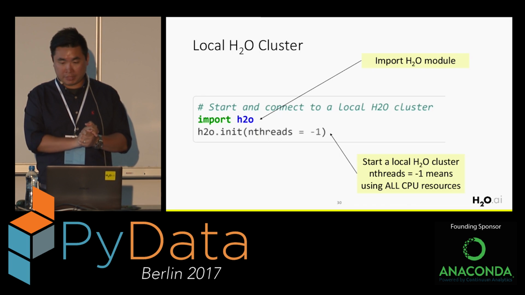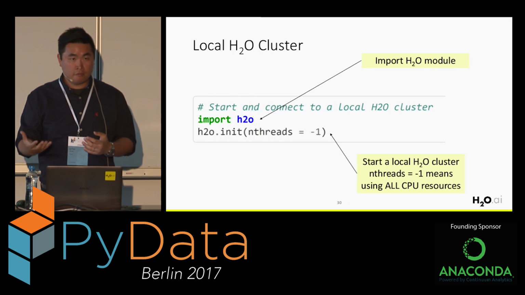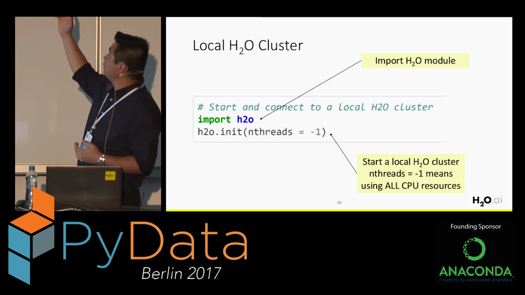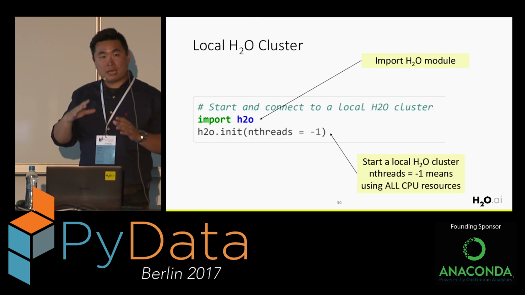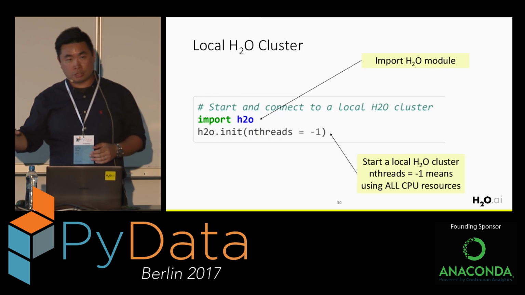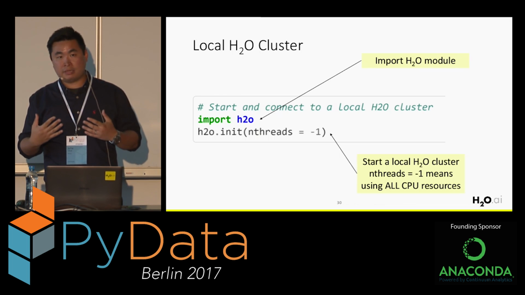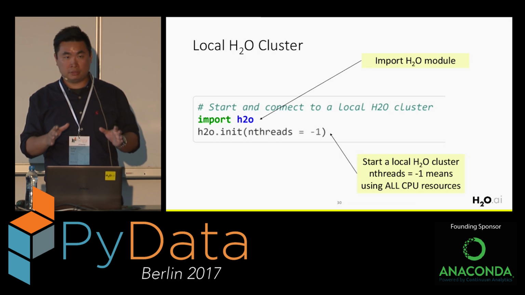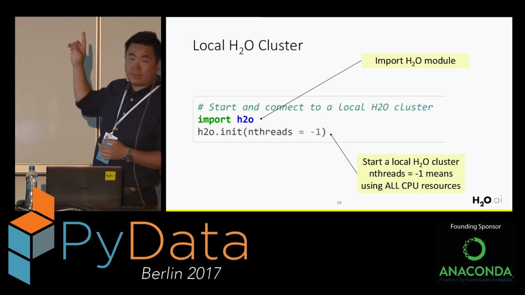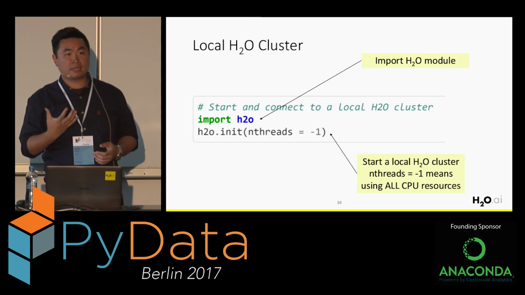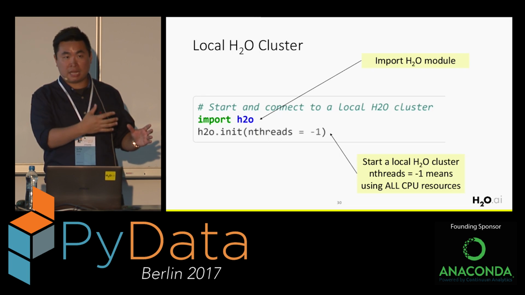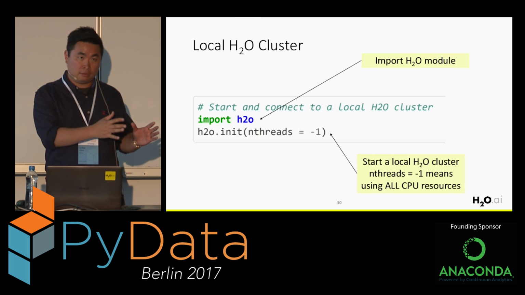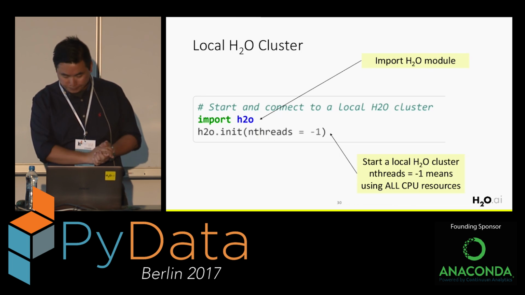So maybe if you have a quad-core computer, you may have 8 virtual cores. If you put in the actual number in there, maybe 4, 5, 6, it will then allocate that resource to the H2O cluster. But if you don't know how many virtual cores you have on that machine, you can simply use -1. -1 is like automatic detection. We just go through your system spec and look at how many virtual cores you have on that computer. Then we use everything.